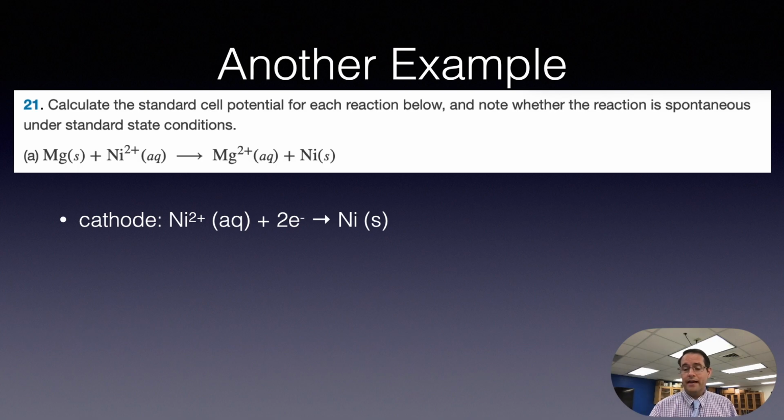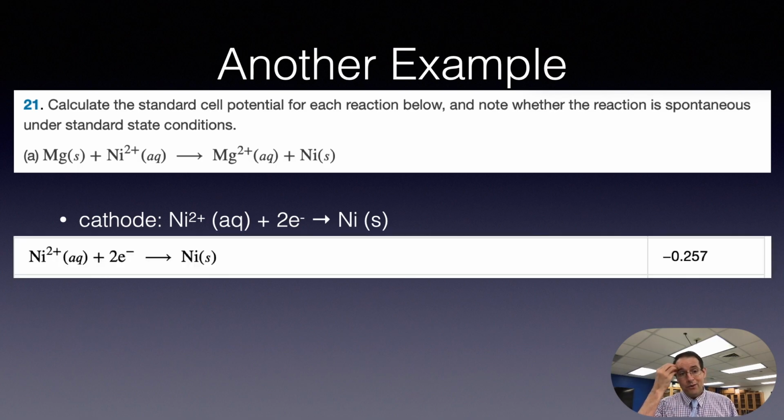That, therefore, is going to happen at the cathode. And we want to look in our tables, look around for nickel. There it is. I found it. There's only one in the table, and it's negative 0.257 volts. And you want to write that down. This is the reduction potential, okay? Reduction is gain of electrons.